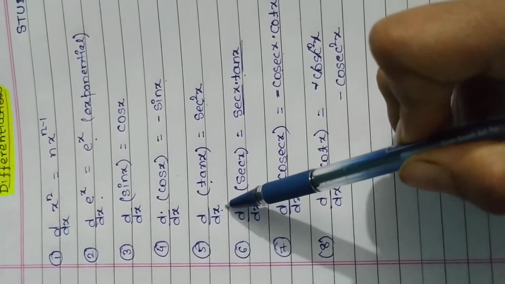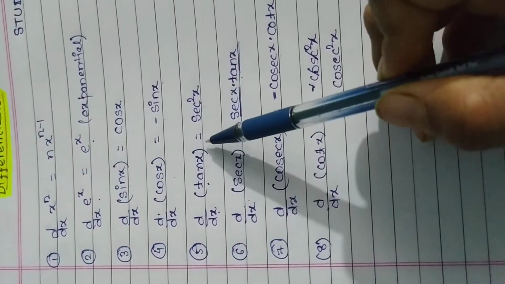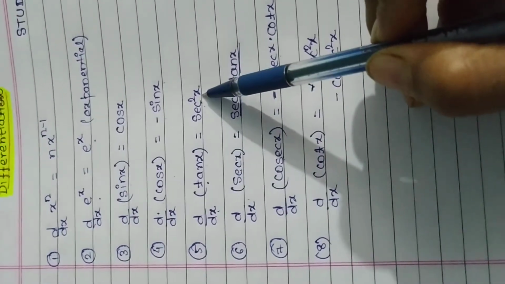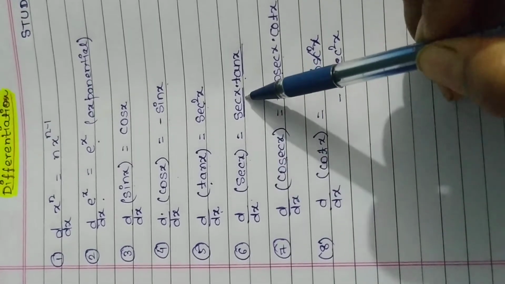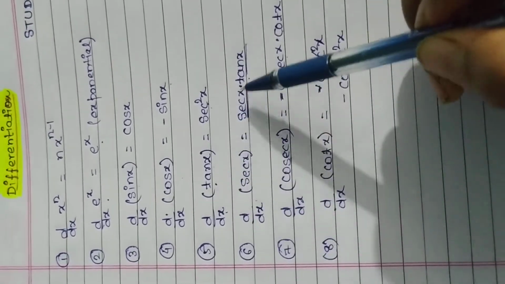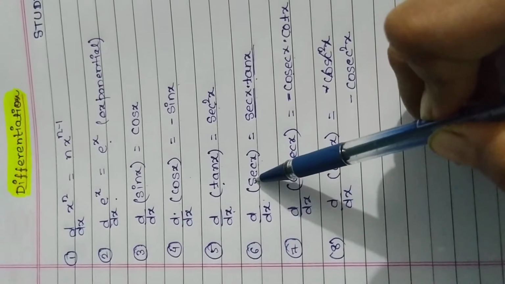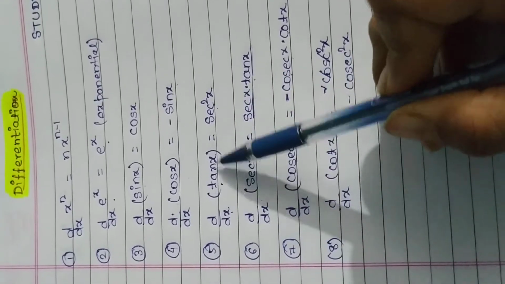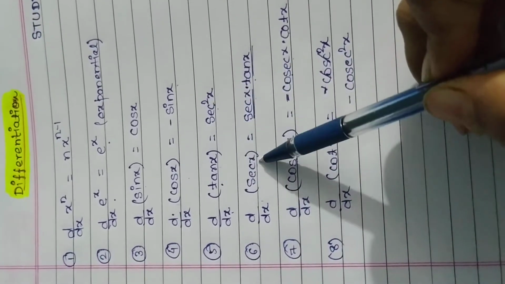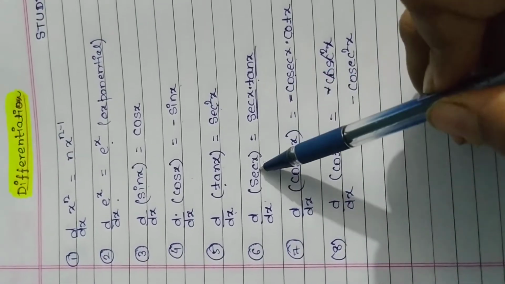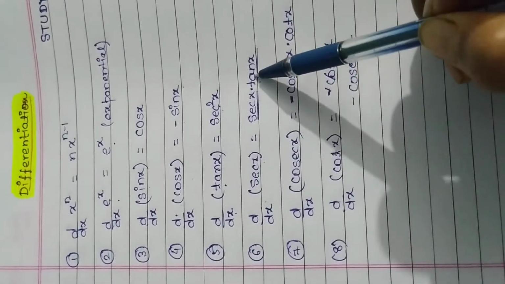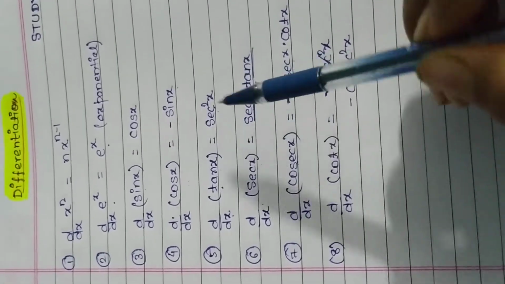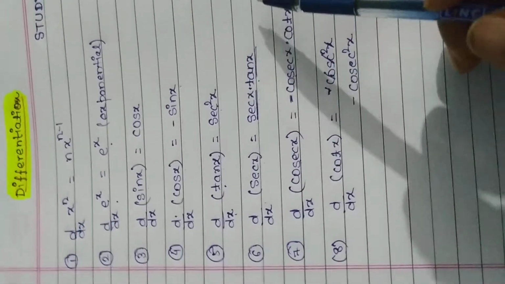The fifth formula is d by dx tan x. The differentiation of tan x is sec square x, and the differentiation of sec x is sec x into tan x. So we can correlate these two differentiations. The tan x includes sec square x, and the sec x includes one term exactly the same, sec x, and another one is correlated with tan x. So it will be easy to learn, to remember.